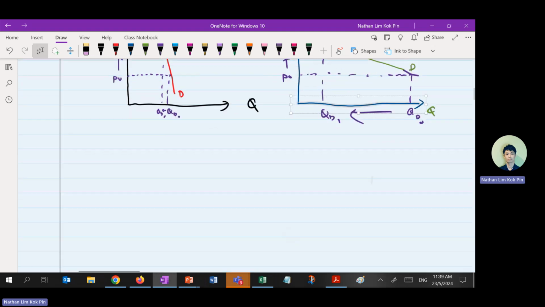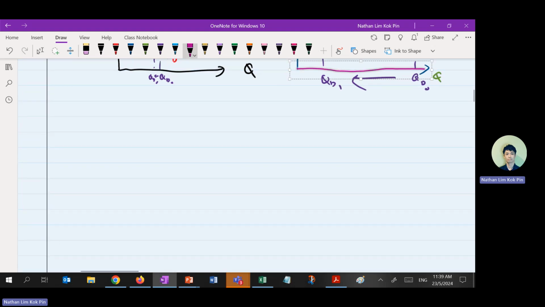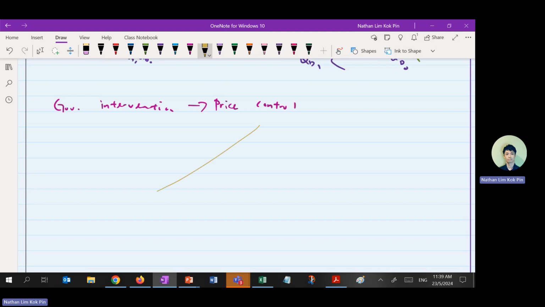Okay, we talked about government intervention previously. And for government intervention, we only talk about price control. Under price control, there are two types. One is the minimum price. One is the maximum price.